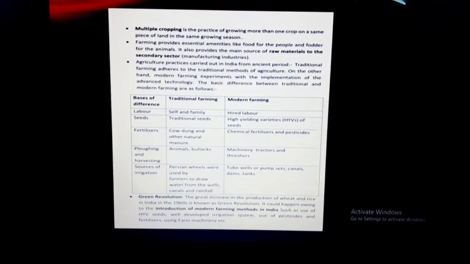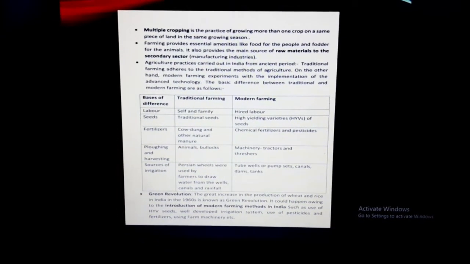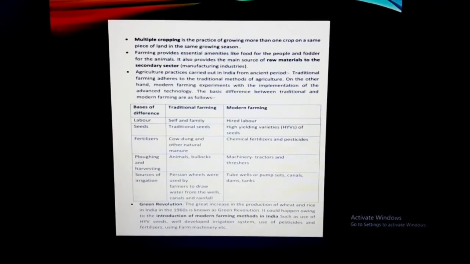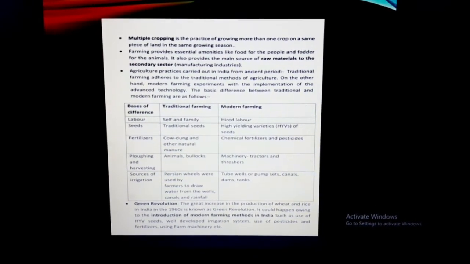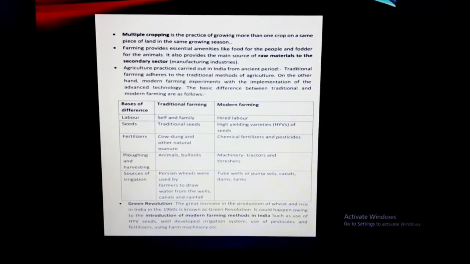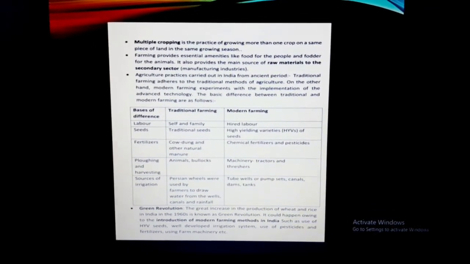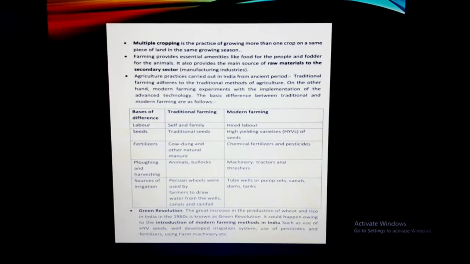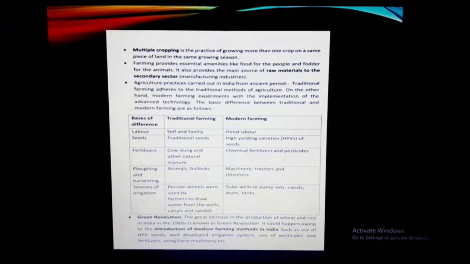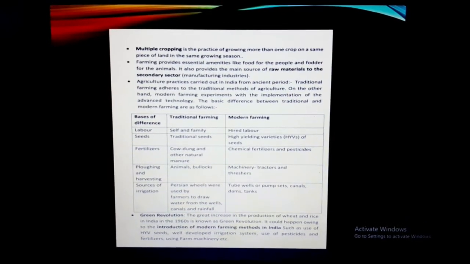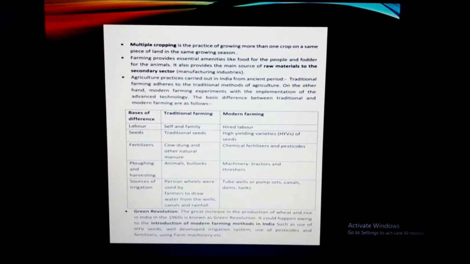When it comes to laborers, in the traditional way it is self and family, and in modern farming they hire laborers. For seeds, they used traditional seeds. Now we all know that there are HYV seeds. For fertilizers, they used cow dung and natural manures. Now there are chemical fertilizers and pesticides. Whereas for plowing and harvesting, it was animals, bullock carts and bulls on the field, whereas now machinery, tractors, and threshers are there.